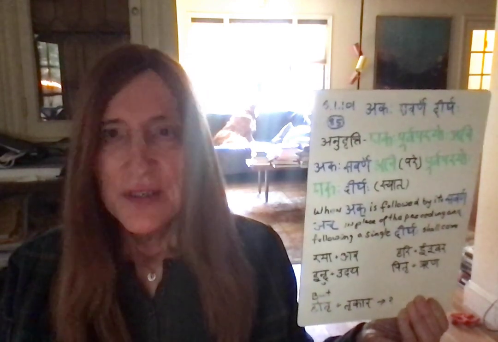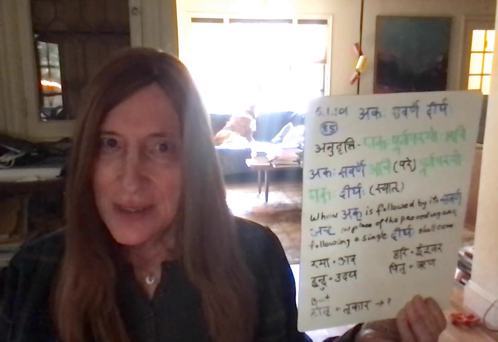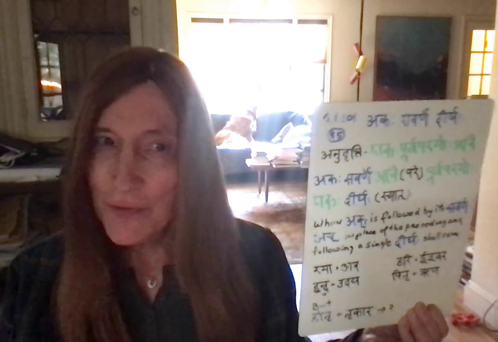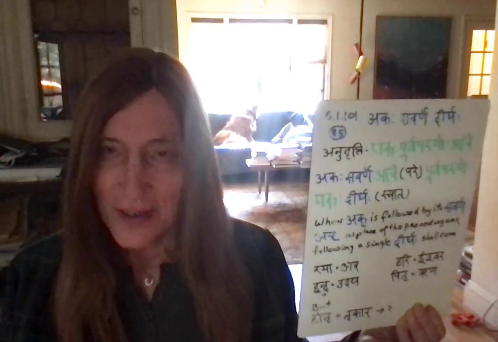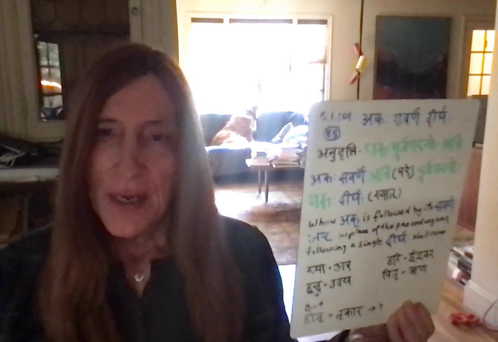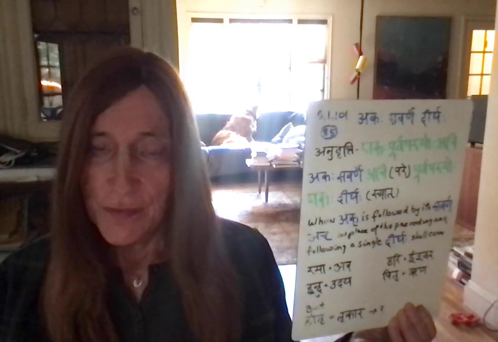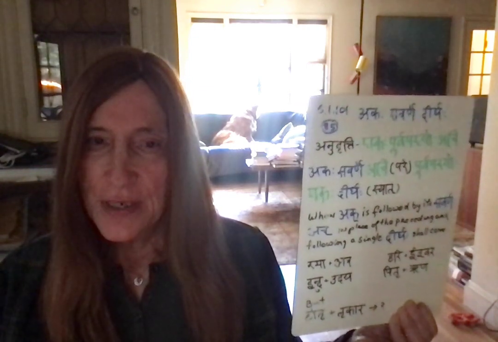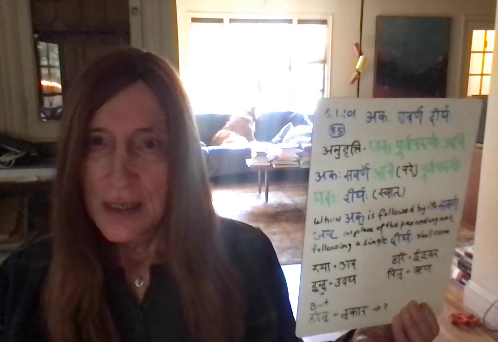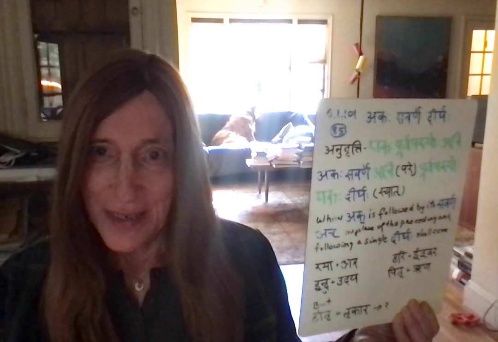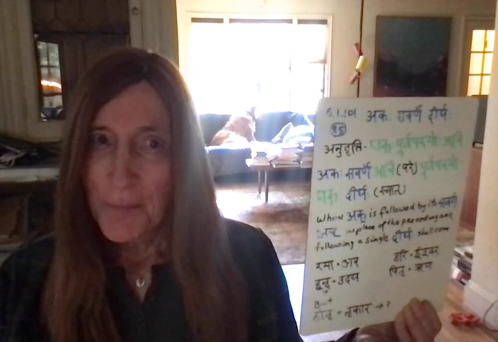Hi. Today we're discussing two Vartikas to the Sutra 6.1.101, Akasavarne Dirgaha. When an ak is followed by its savarna ach vowel, both the preceding and following are replaced by a single dirga, antarivacha, which will be like the last of the preceding and the first of the following.